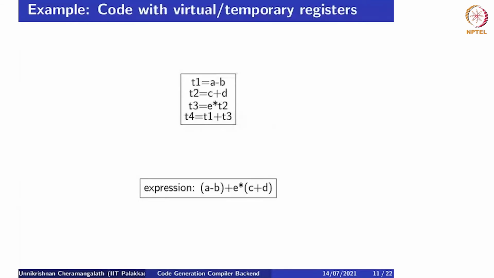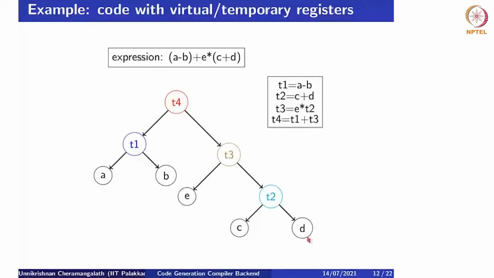First you evaluate a minus b in a virtual register or a temporary register like t1. Then you have t2, that is equal to c plus d. t3 is e star t2. Then t4 is t1 plus t3. If you draw the expression tree for this, it will be like this, with a, b, e, c, d. Finally you have to convert it to machine code with an optimal number of registers being used for this expression evaluation.